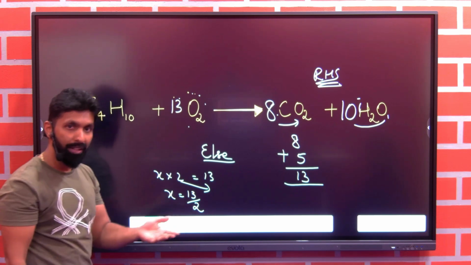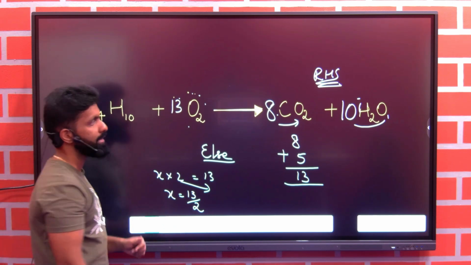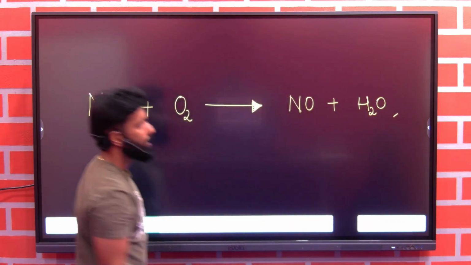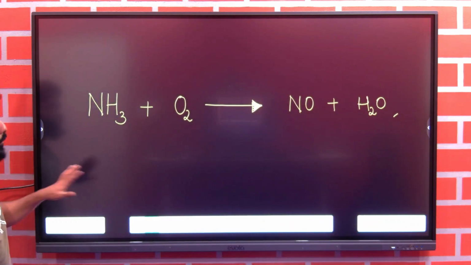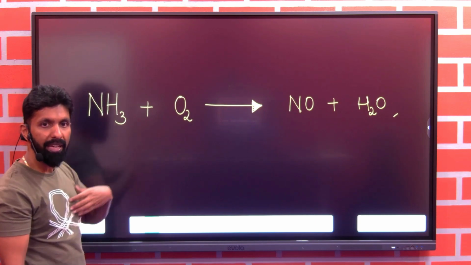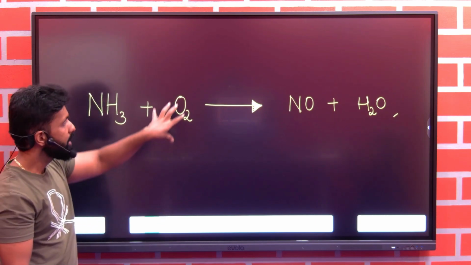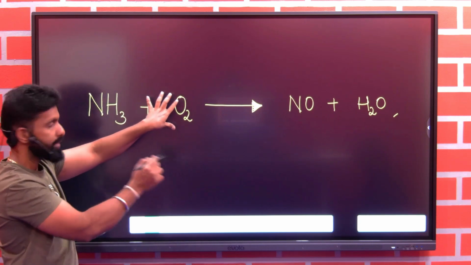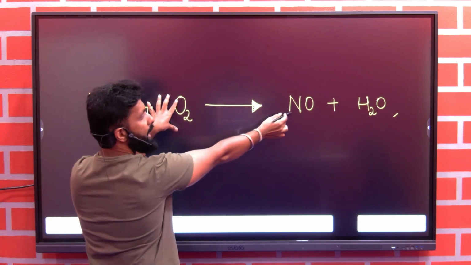Okay. So what did I do? Once again, just to repeat, what did I do here? I'll show you in the second equation. Okay, concentrate here. I found an individual element. My criteria is there, right? Okay. So as soon as I find an individual element, I ignore it. I balance everything else. I see nitrogen is already balanced.